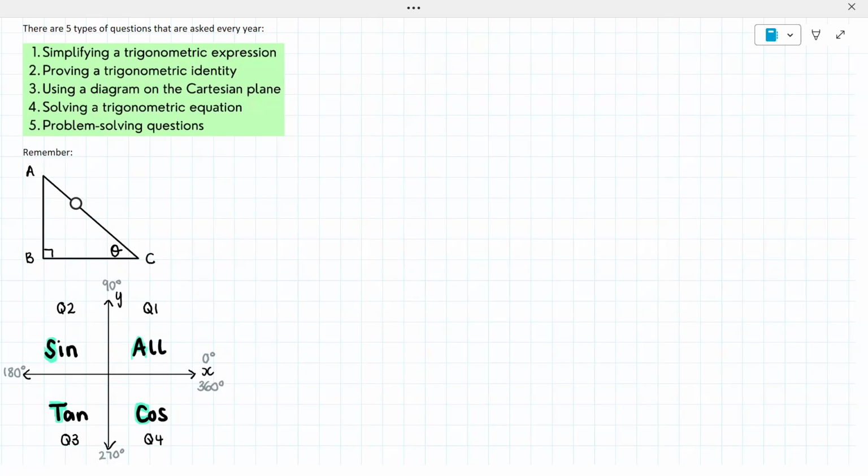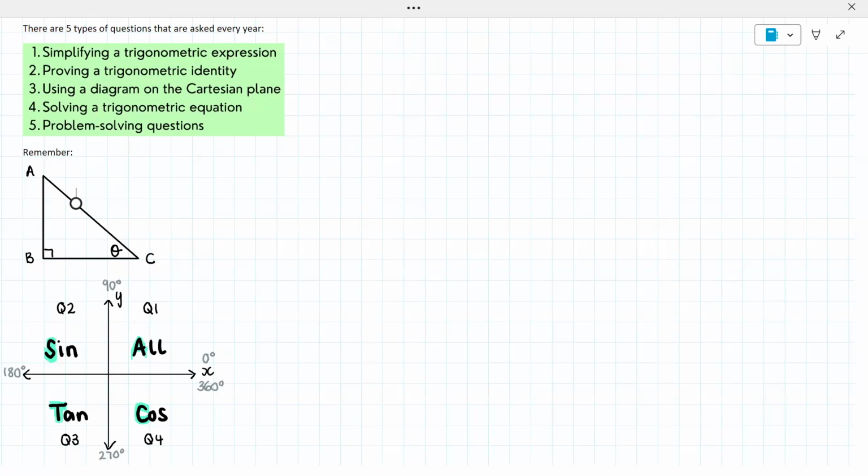This is going to involve your use of reduction formula, co-ratios, identities, pretty much all of your basic trig knowledge you are going to have to apply and simplify in an expression. And that is also true when it comes to proving a trig identity. You're going to have to use the knowledge you have from the basics of trig in order to do that. So that's the second type of question, proving a trig identity.